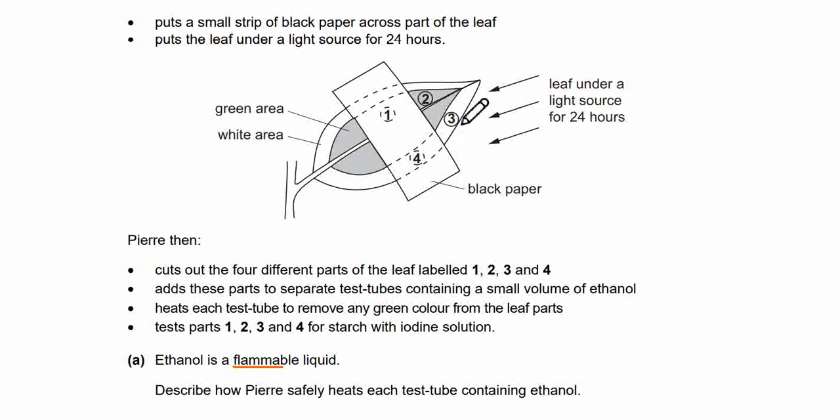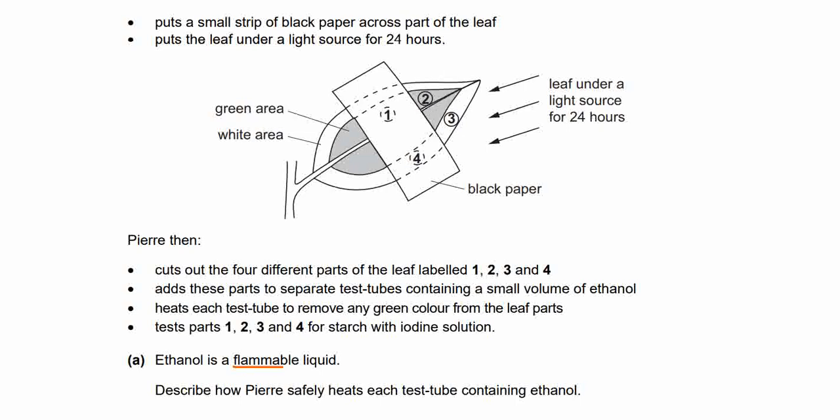Number 3 is exposed to the light, but it's a white area, so it doesn't contain chlorophyll. It means number 3 has no starch due to no chlorophyll. Number 1 is due to no light, and number 4 is due to both no light and no chlorophyll. But for number 2 the starch is positive because there is chlorophyll, it's green, and it's exposed to light. So to do photosynthesis, a plant needs both.